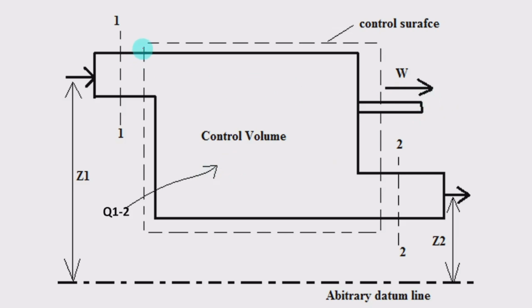And here we focus on a certain volume of the fluid where the actual energy conversion is taking place. We have to take a certain arbitrary datum line, and from that datum line the distance up to the inlet we take as z1 and at the exit as z2. We take all the parameters at section 1-1 and section 2-2, then the total energy entering at section 1-1 and leaving at section 2-2 is to be equated in order to have the steady flow energy equation.